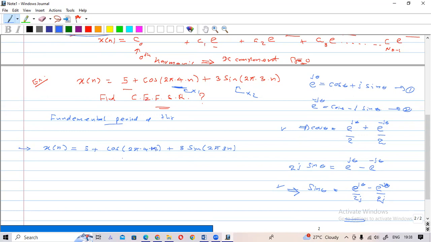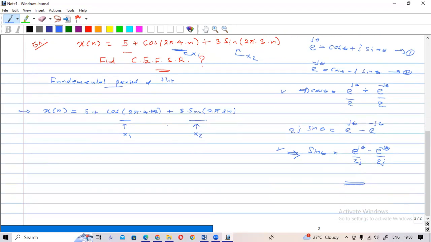Now what you have to do is, there may be some other sine terms and cos terms, any number of terms can be there. So first thing, you have to select two terms. In this case, you have two terms. Then you can take this as one term, let's say x1. This is another term, let's say x2. So you can separate them. If you consider x1 signal, let's say x1[n].